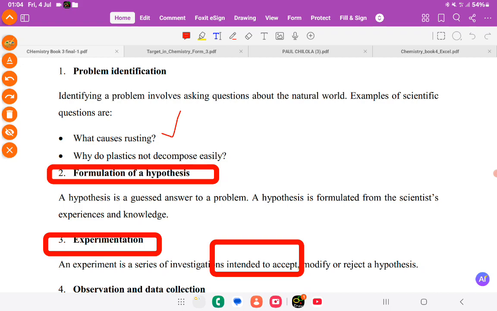Okay. Sometimes you may have noticed that the experiment does not support the guessed answer. In other words, what you find out in an experiment is totally different from what you guessed earlier on in the hypothesis. In that case, what do you do? You simply reject the hypothesis. It means the hypothesis is false. Okay, so you need to remodify your hypothesis and redo the experiment probably, and then proceed until you find out the answer. Okay, that's very important to note.